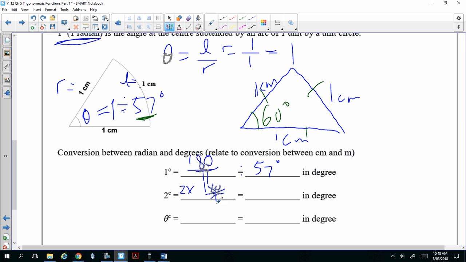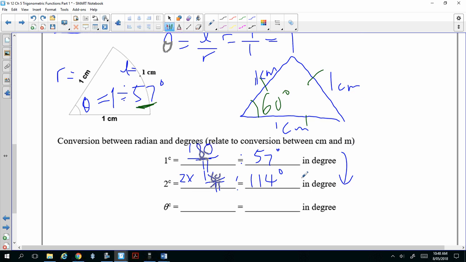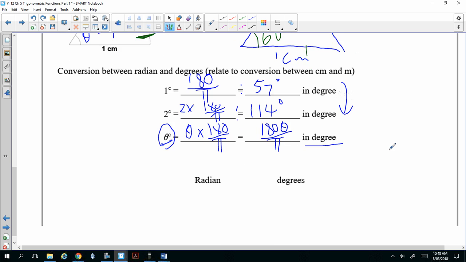That's approximately 114 degrees, right? So what if I want to get theta radian? You times it by theta. So now we have a formula. Theta radian is exactly 180 theta over pi degrees. So now we have a conversion. To convert from radian to degree, we multiply by 180 over pi.